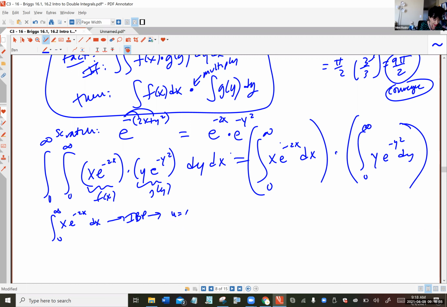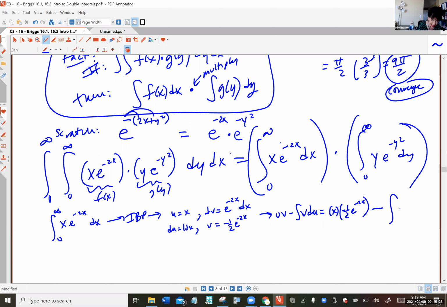Well, you're going to let u be x, dv be the remainder of the integrand, e to the negative 2x dx, and then the du will be 1 dx, and the v will be the antiderivative of e to the negative 2x, which is negative a half e to the negative 2x. And then when you do your integration by parts, which is uv minus the integral of v du, don't forget, you'll get x times negative a half e to the negative 2x minus v du. I'll have negative a half e to the negative 2x dx. Okay, what a mess. And I'm purposely not evaluating at the limits yet.